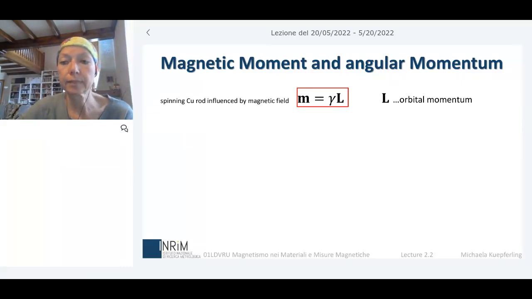And this relation, the slides are changing very slowly, unfortunately, today. This relation can be described in this way: the magnetic moment is proportional to the orbital momentum.